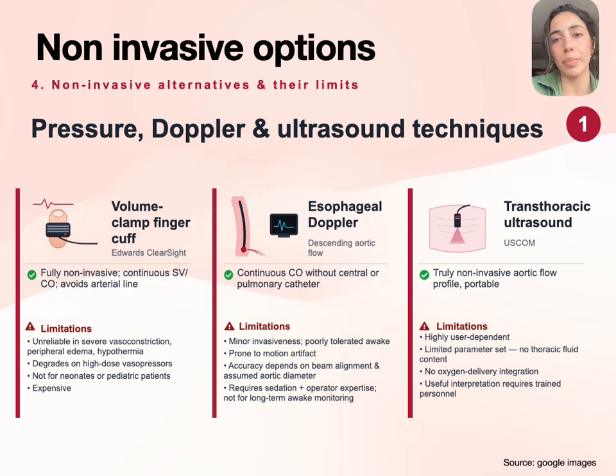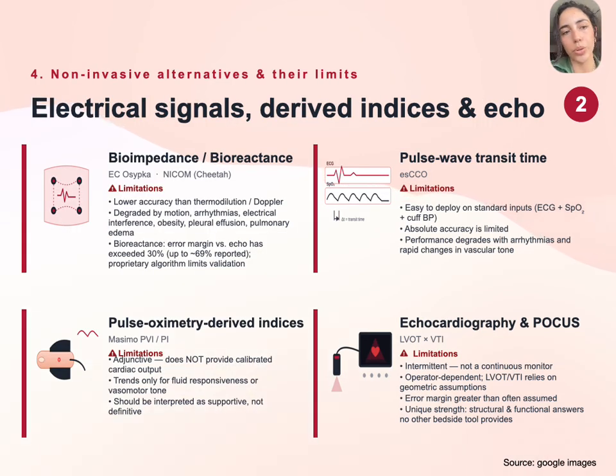The applicability or the reliability also degrades when there's a use of high-dose vasopressors, because peripherally the patients are going to be highly constricted. And this form of the volume clamp finger cuff is not validated in pediatric patients, as well as the fact that it's very expensive. In this slide, we're going to go through the different limitations of the non-invasive alternatives. In summary, these are the pulse oximetry-derived indices, what we've already discussed, point-of-care ultrasound and echocardiography, and the pulse wave transit time devices, which have a decreased absolute accuracy, and their performance does degrade with the presence of arrhythmias as well as rapid changes in vascular tone. Therefore, patients, for example, with shock are not going to be able to benefit from this sort of monitoring.